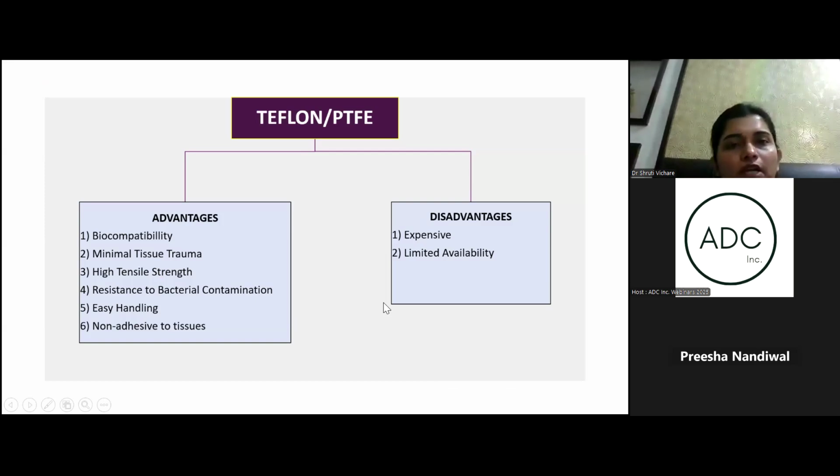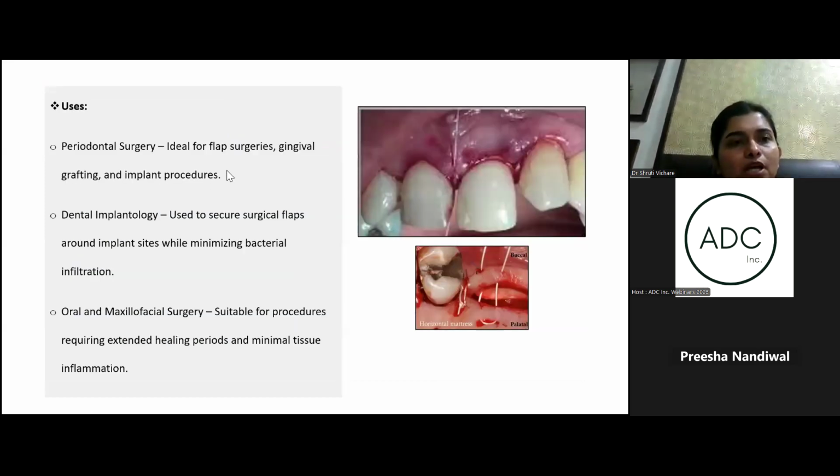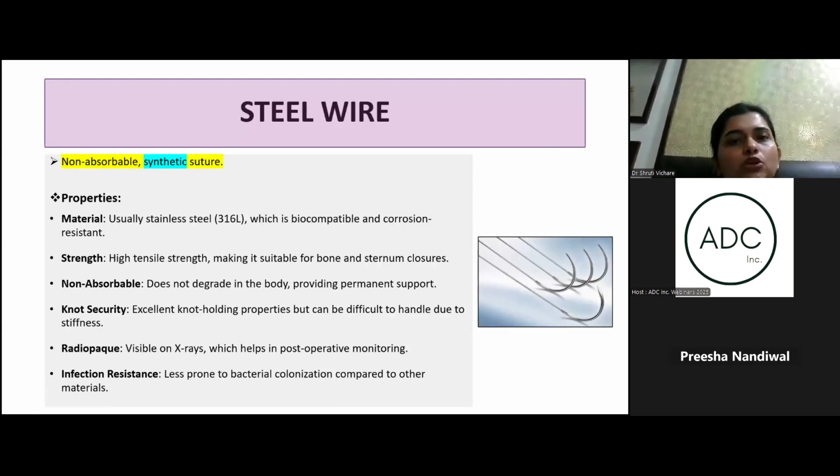Usually, it is not available with all the manufacturers. Okay. Now, these are the various uses of these sutures. Now coming to the steel wire. These types of sutures are also available, although again not very commonly used.